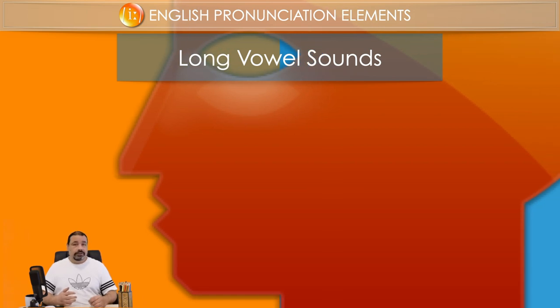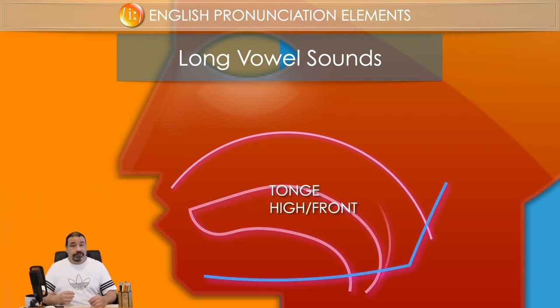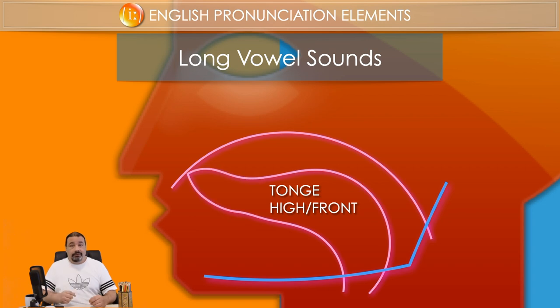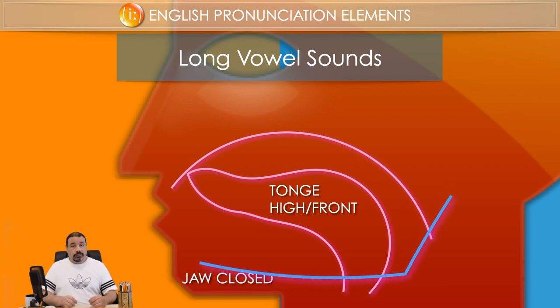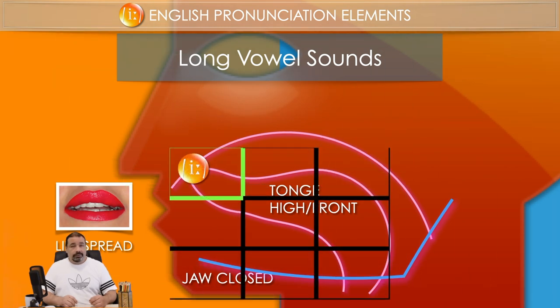The E sound is classified as one of the long vowel sounds in English pronunciation. This vowel sound is made by lifting the tip of your tongue up to a high front position in the mouth. The jaw is closed or fairly closed and the lips are spread. This sound is produced in a front high part in the mouth. E, E.